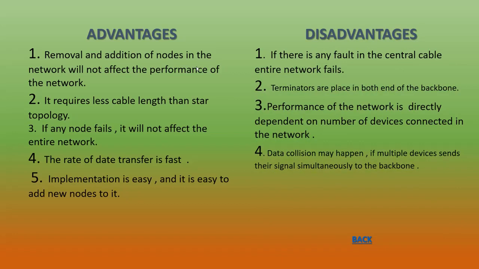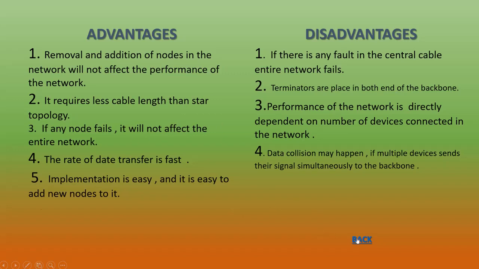Go through the disadvantages once again. If the cable fails, the entire network fails. It needs additional hardware called a terminator. The performance of the network depends upon the number of devices connected in the network. There is a chance of data collision if multiple devices simultaneously pass signals to the cable. So these are the main disadvantages of bus topology.